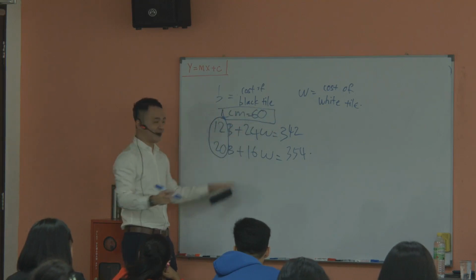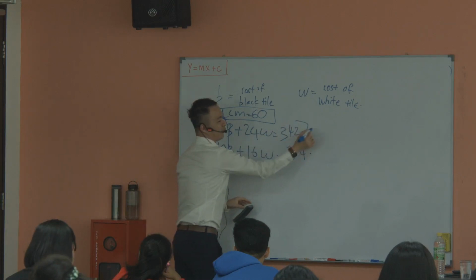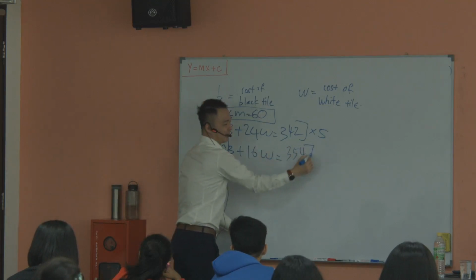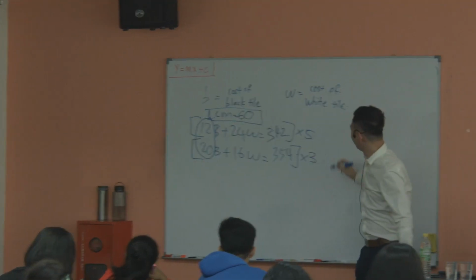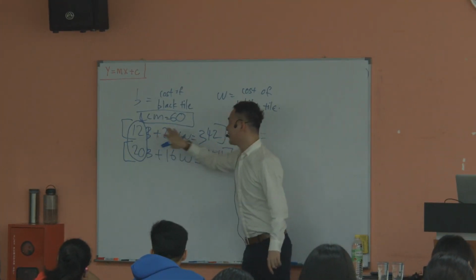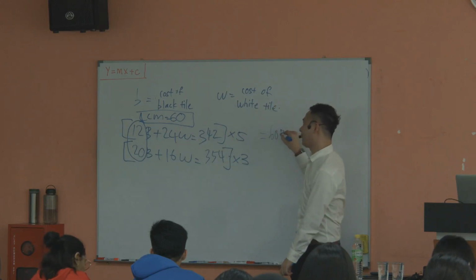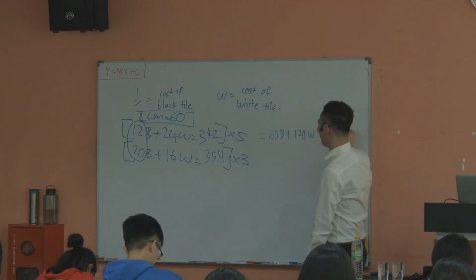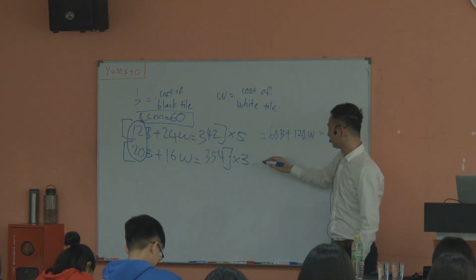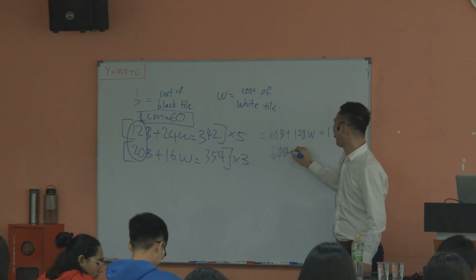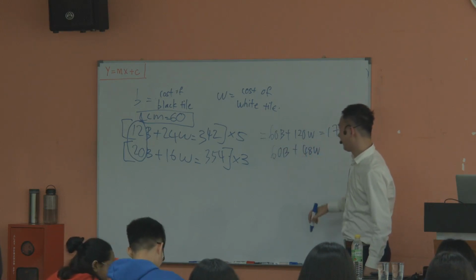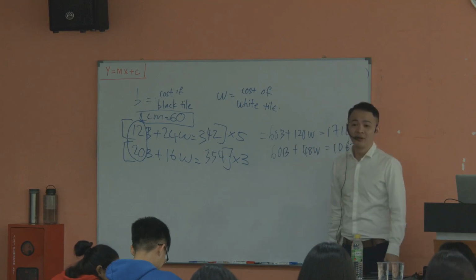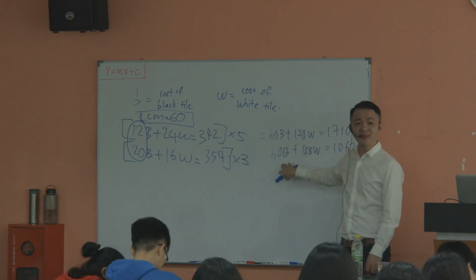Alright, so if this is 60, what I will do is for the first equation, I will multiply 5 in order to make my 12 have 60. Second equation, I will multiply 3. So let's multiply this one times 5 for every single one. I'll get 60 black plus 120 white equals to 1710. Do the same thing for this one. I have 60 black plus 48 white equals to 1062. Both have the same 60B already, right?